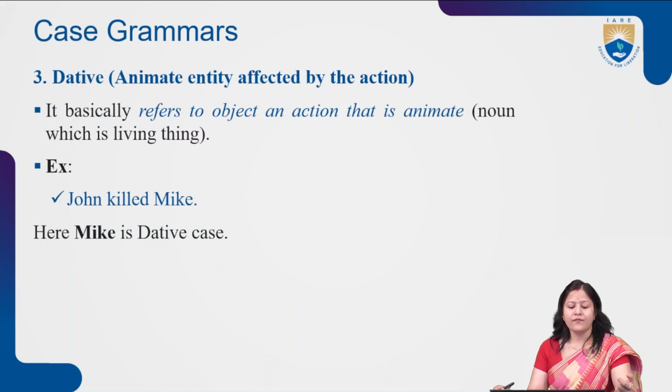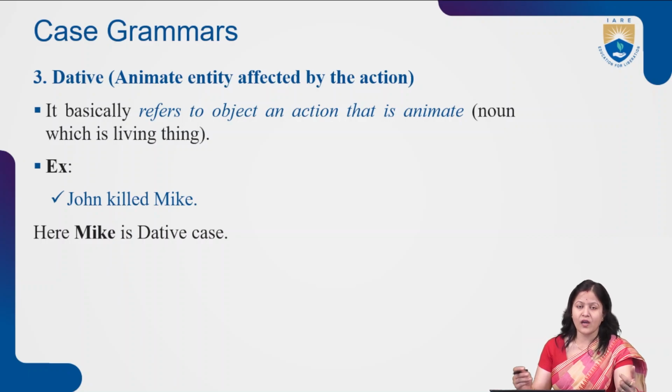Third one is the dative case. Dative means an animate entity affected by the action. It basically refers to the object of an action that is animate, that means a noun which is a living thing. Now, John killed Mike. Who is the dative case here? John is the agent. Killed Mike. John is performing the action. To whom? Mike. So Mike is the dative case, right?